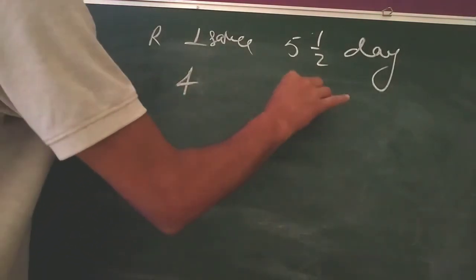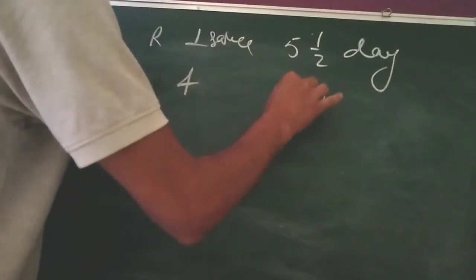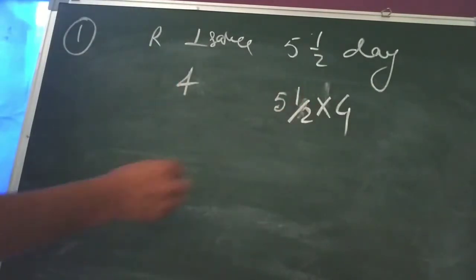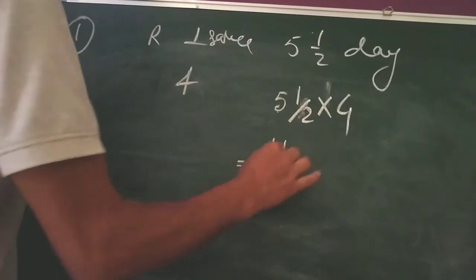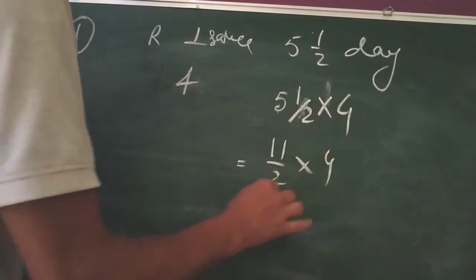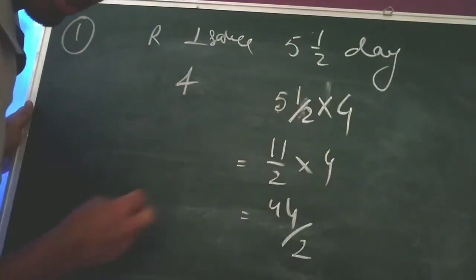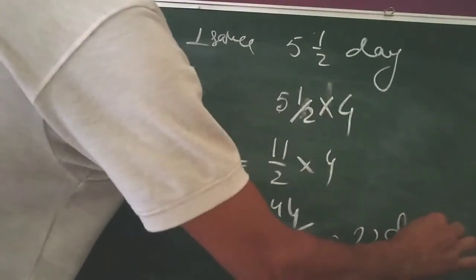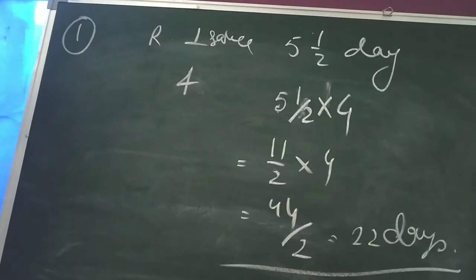Yes students, definitely it will be multiplied by 4. So you just find out the answer. 11/2 multiplied by 4, our answer is 44/2. The result will be 22 days. I hope you understood this question, students.